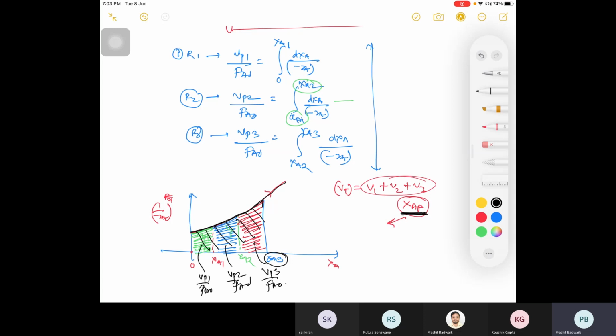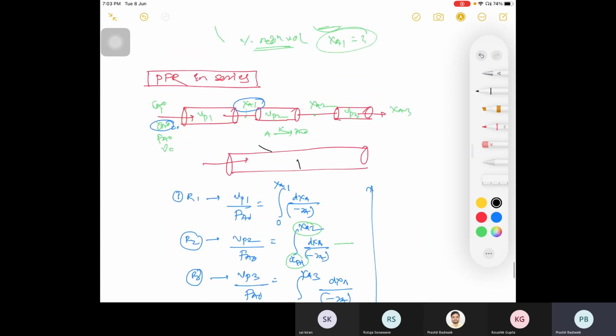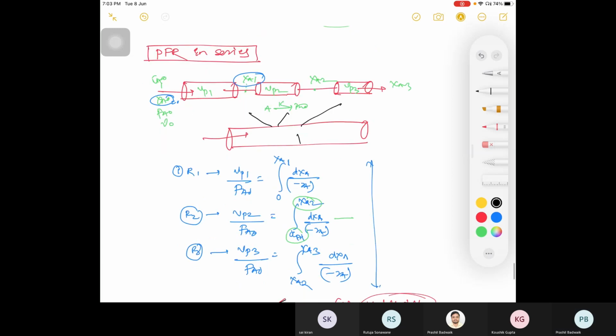In a PFR, if you are breaking your single PFR into n number of small PFRs, is there any difference in volume? No, sir.